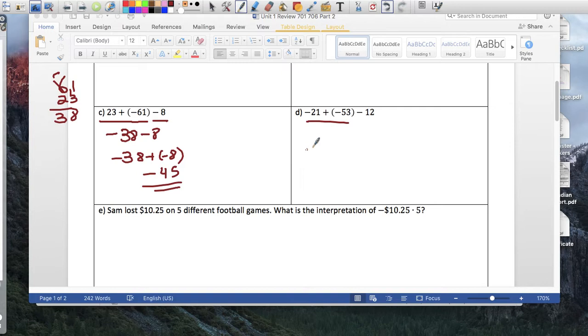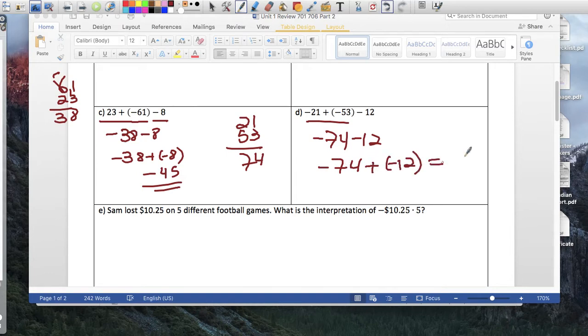Here, again, two negatives. Nice. So 21 and 53. Let's see how many negatives we have. We got 4, so I have so far negative 74. Minus 12, which you again can change to an addition. So it's negative 74 plus negative 12, and you're going to have negative 86.